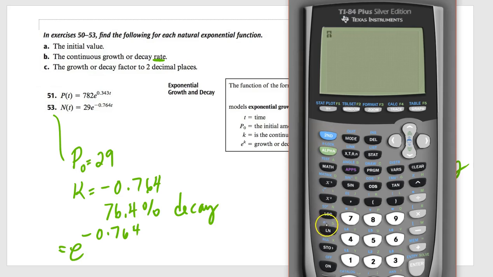So I'll say second natural log and I get 0.47.